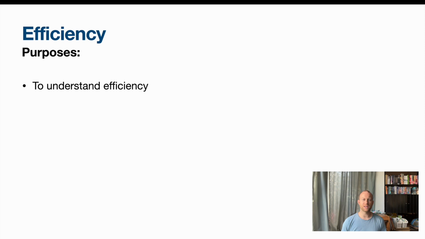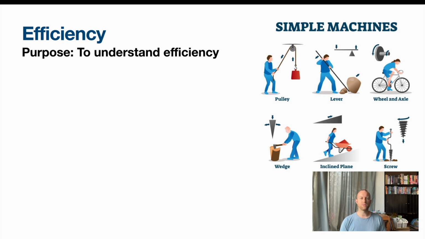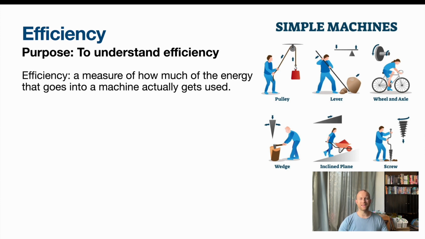So the purpose for this is that we want to understand efficiency and solve some problems involving efficiency. Efficiency is a measure of how much of the energy you put into a machine actually gets used. You can see some simple machines here in the picture. This is a physics understanding of machines, not a normal idea of machines. So a wedge or a lever or a pulley don't seem like machines, but from a physics standpoint, we're going to use those as machines.